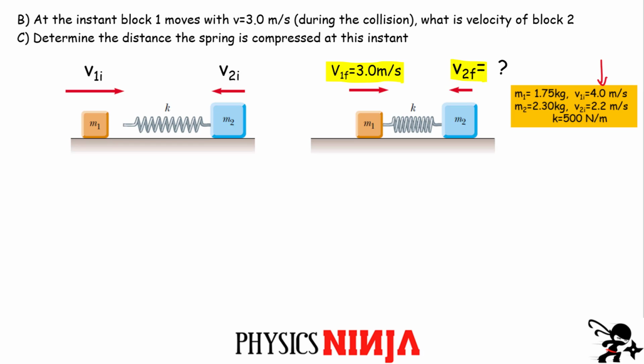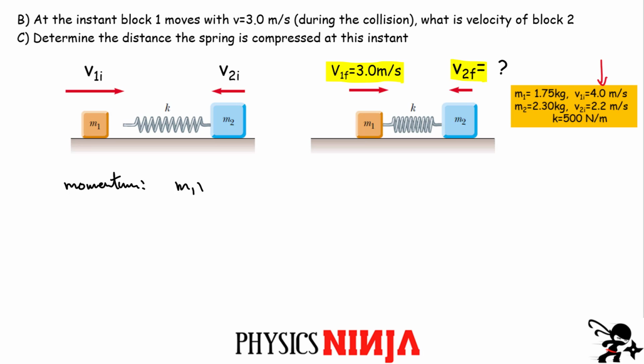Okay, so which equation would we use? At this instant, really all we can do is conservation of momentum, because I don't know how much energy is in the spring. I don't have enough information to find how much energy is in the spring. Somebody would have to tell me, but I do have all the momentum information. So this is all I can do right here.